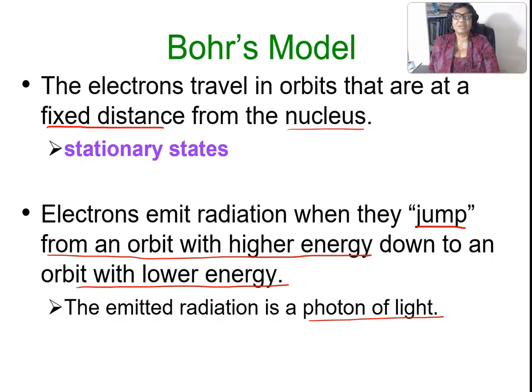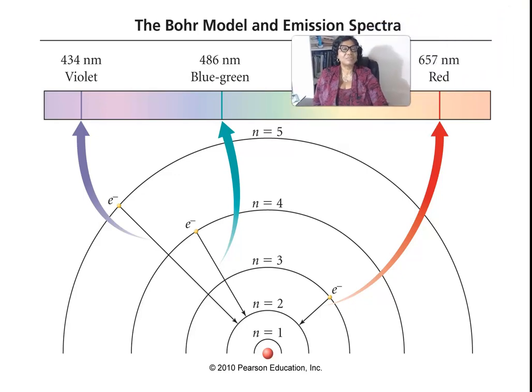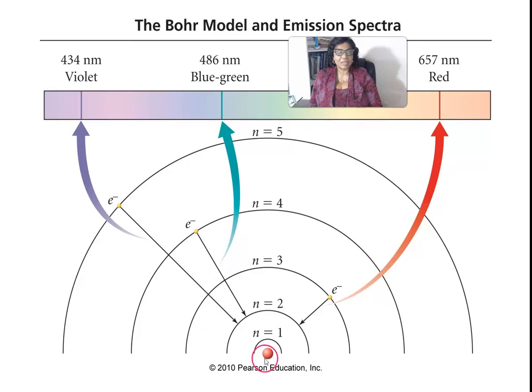So let's look at Bohr's model. This is an example of Bohr's model and emission spectrum. We are looking at hydrogen. This is what he came up with for hydrogen. This is the nucleus of the hydrogen atom. This is n equals 1 level. We'll talk about what this means. This is n equals 2. This is n equals 3. These are the positions in which the electrons can reside. That is Bohr's explanation, that these positions are stationary.